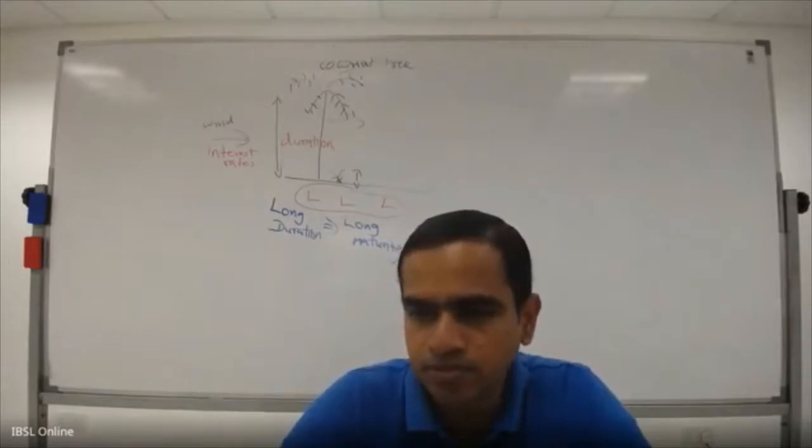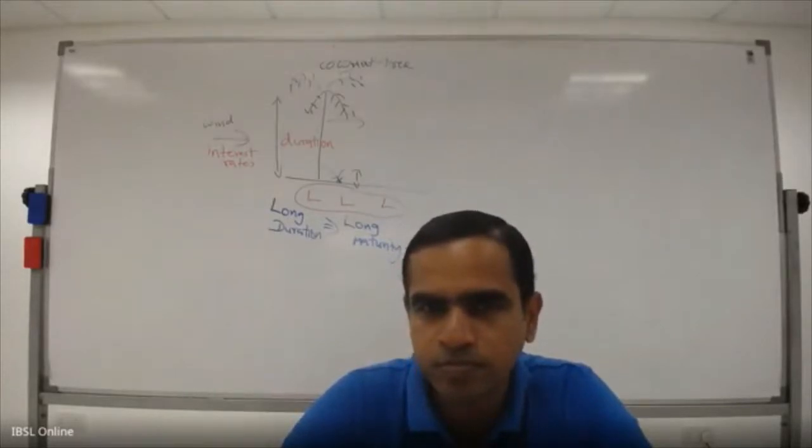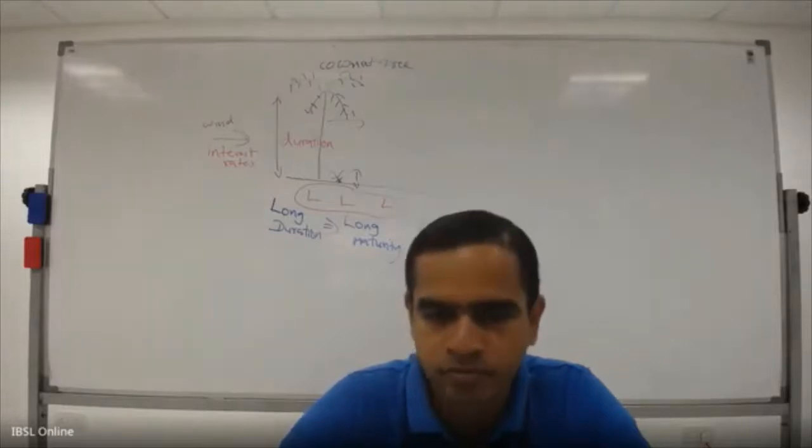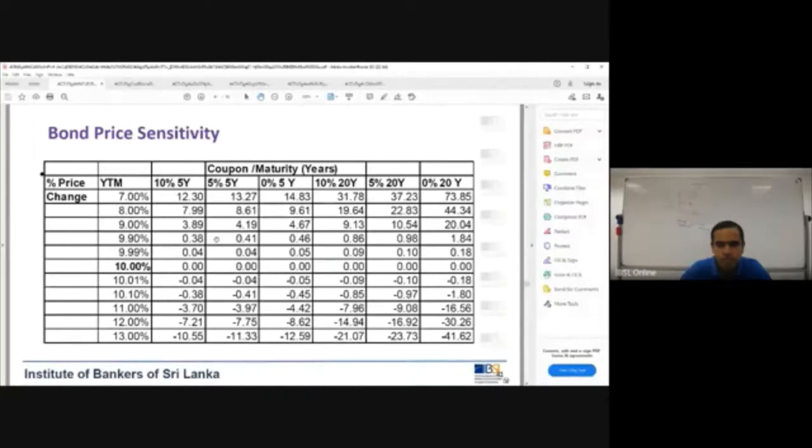Any questions up to now? Right. So that is what this table tells us. Longer duration bonds are more sensitive, whereas lower coupon bonds are again more sensitive.